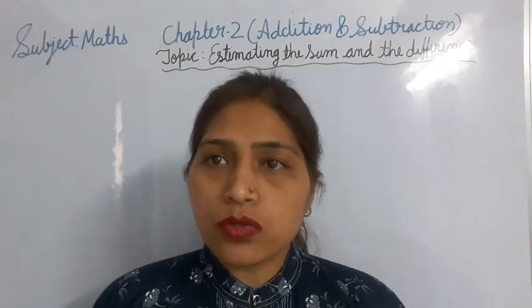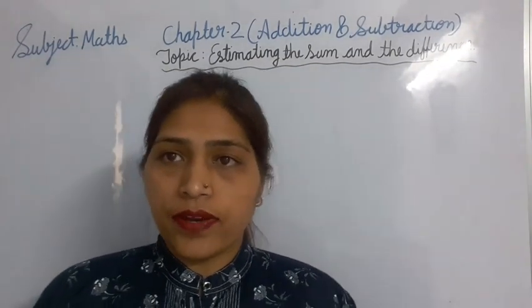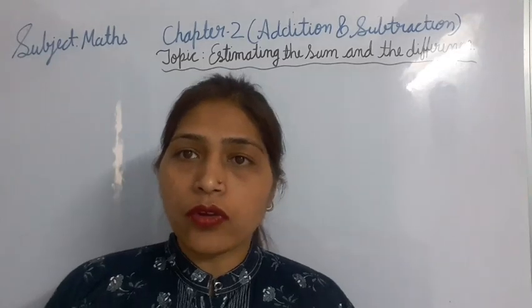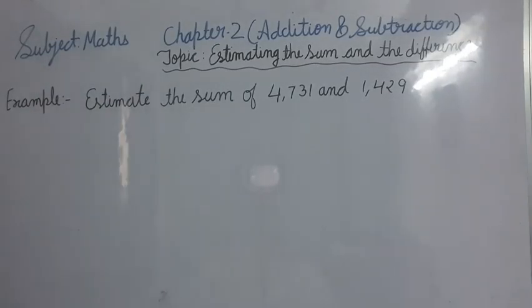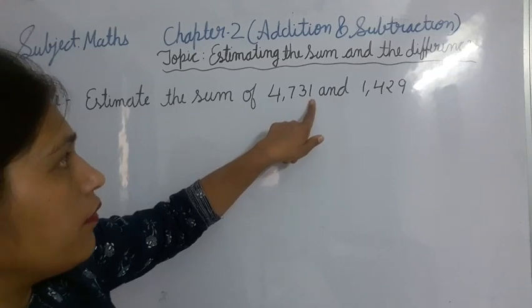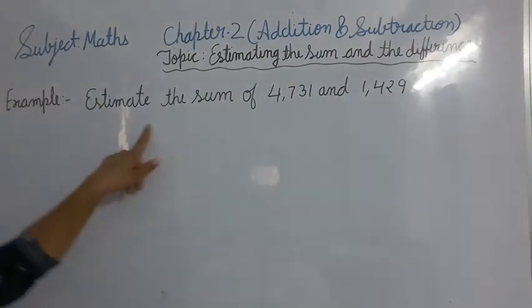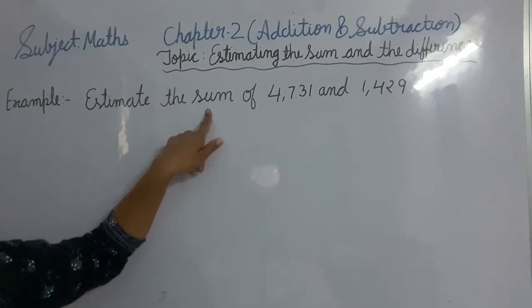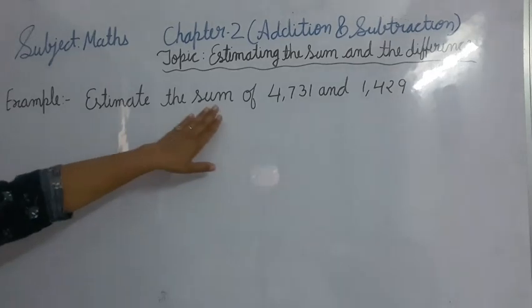So today we learn how to estimate the sum and the difference. Estimation means round off. We will do round off. So let's take an example. Our problem is: estimate the sum of 4731 and 1429. Sum means we have to do addition here. But before addition, what do we need to do? We have to estimate the sum.